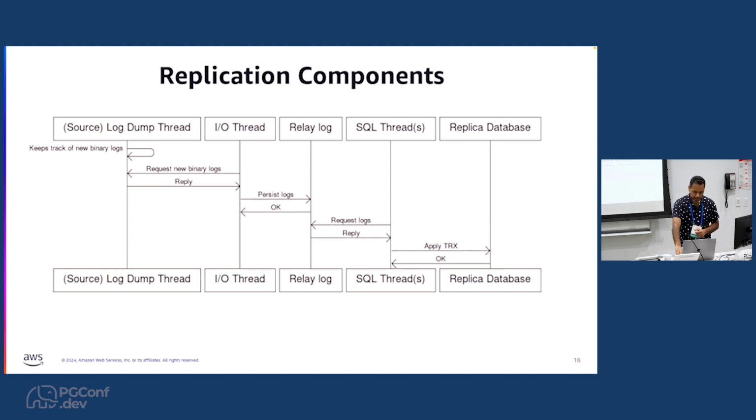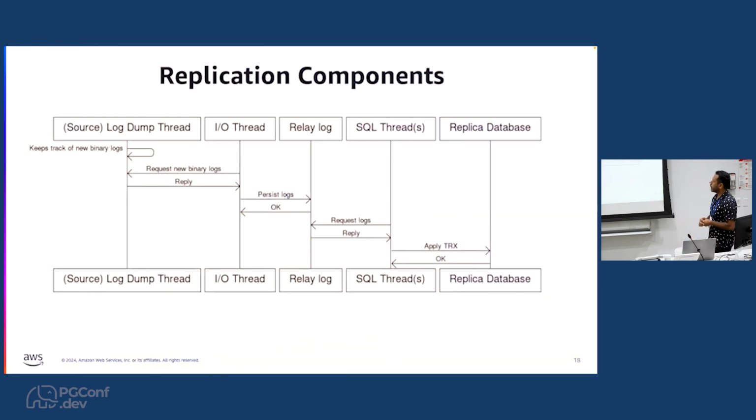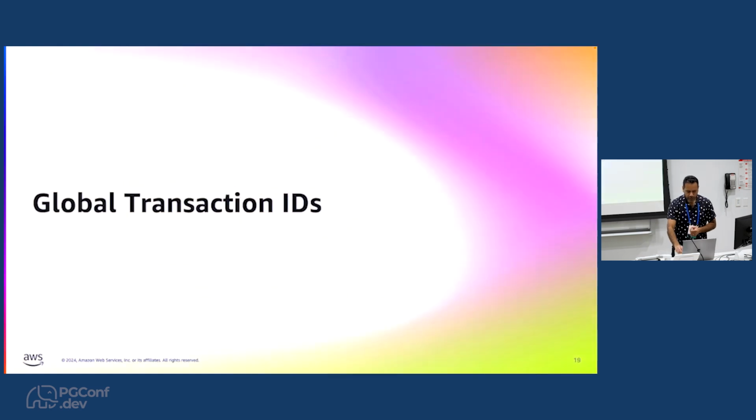So the one thing that I want to talk about here is, the IO thread is getting logs from the source. The SQL thread is parsing those logs and applying the transaction. How do each of them know what logs to copy over and what transactions to apply? For example, how does the IO thread know which logs it needs from the source? And how does the SQL thread know if, given a transaction, it has already been applied? Should it be applied? Should it be skipped? Things like that. And that's where I want to talk about global transaction IDs.